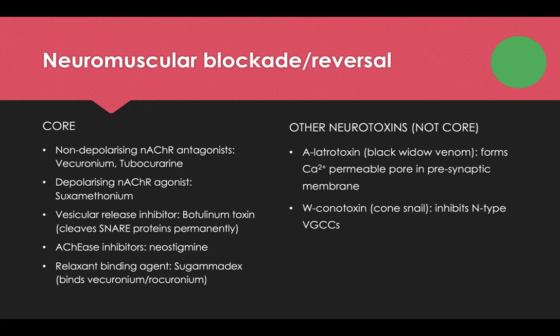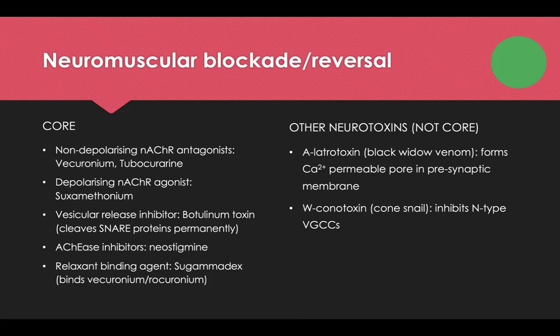Other ways that we can target this transmission is by directly inhibiting the release of the vesicles. So that would be your botulinum toxin, which breaks apart those SNARE proteins. You can also have acetylcholinesterase inhibitors like neostigmine. And to reverse vecuronium or rocuronium, they're very similar, they're both non-depolarizing blockers, you can give someone something called sugammadex. There are other toxins, all of those ones on the left are included on the core syllabus.